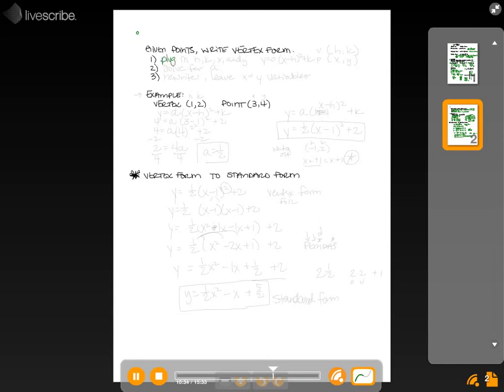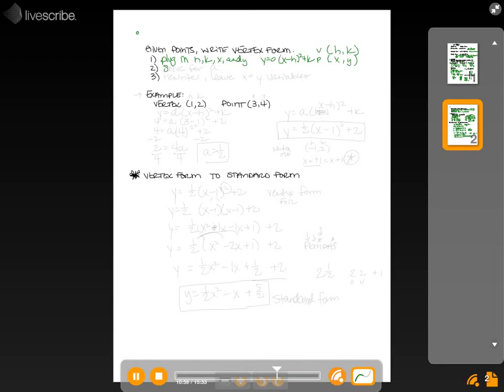the first thing we need to do is plug in h, k, x, and y. They'll give you 2 points. They'll give you the vertex, and remember your vertex is (h, k), and they'll just give you a point, and your point is going to be x and y. So you plug those values into the equation, into y equals a times (x minus h) squared plus k. You plug all that in.